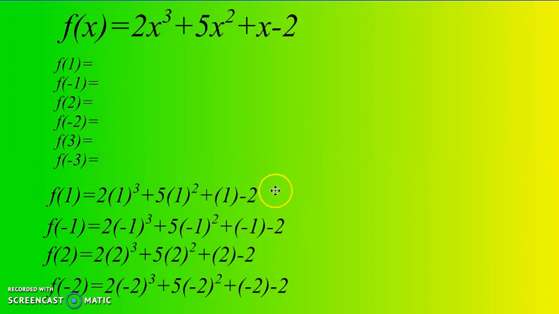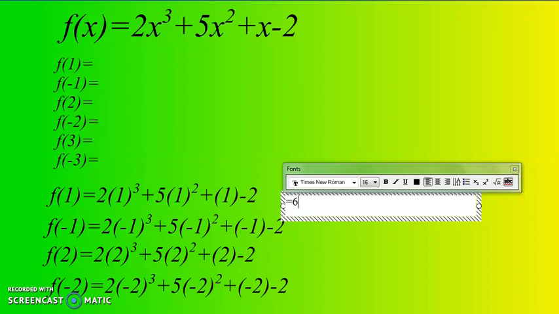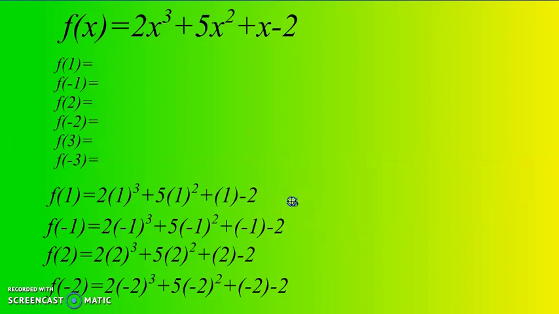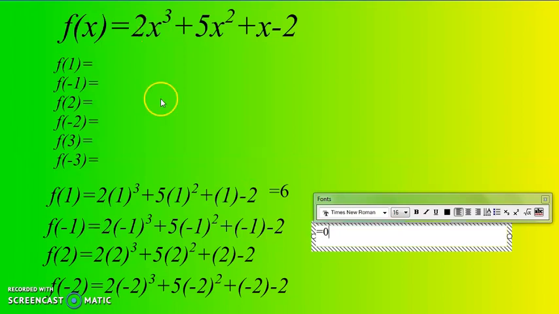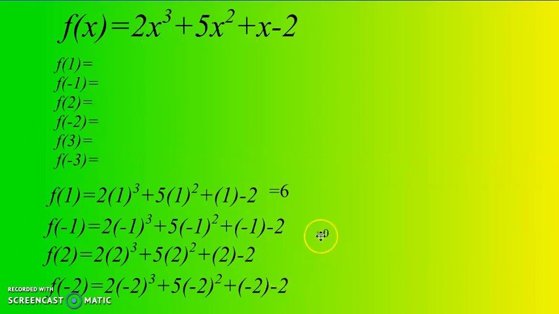So they will go to the first one, type into the calculator 2 into 1 cubed plus 5 into 1 squared plus 1 minus 2 is equal to, and the calculator will give an answer of 6. Then they will calculate for the next one. They will replace all the ones with -1 and press equal, and the calculator will give them 0. So that means -1 is a factor of that expression.